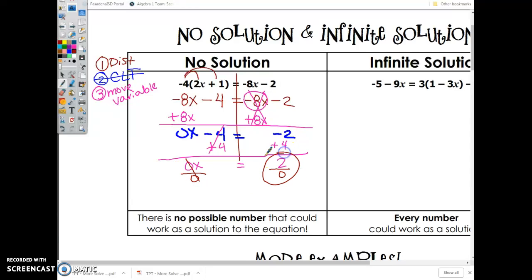Put this in the calculator. Let's see what you get. 2 divided by 0 in the calculator gives you what? An error. You know why it gives you an error? Because you cannot divide by 0. Ever. They taught you that in elementary. This is no solution. So either way you would have done it, you would have gotten the same thing. Okay? Let's go to the next problem, infinite solutions.